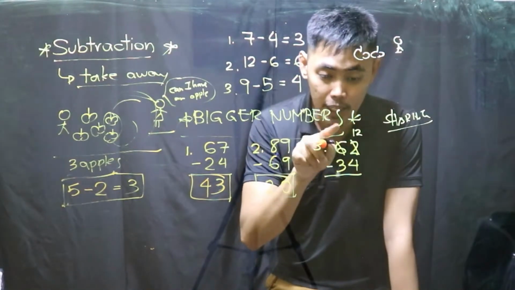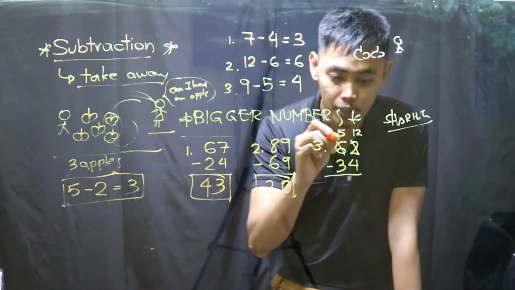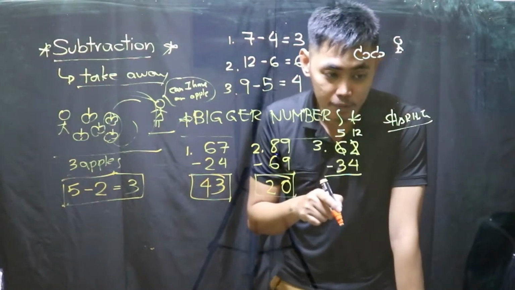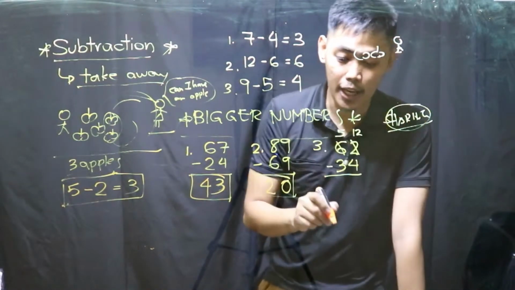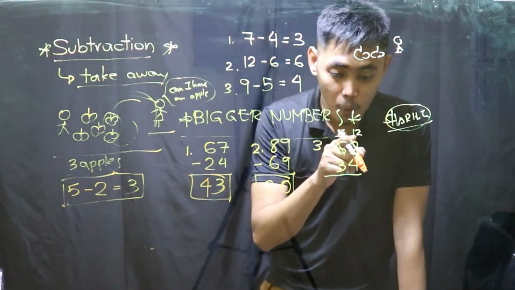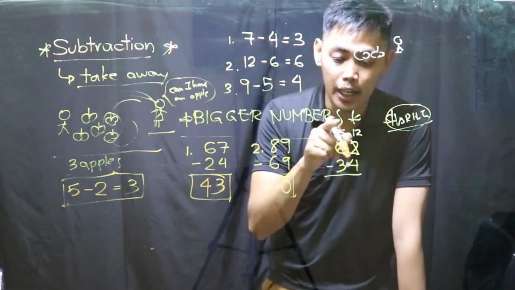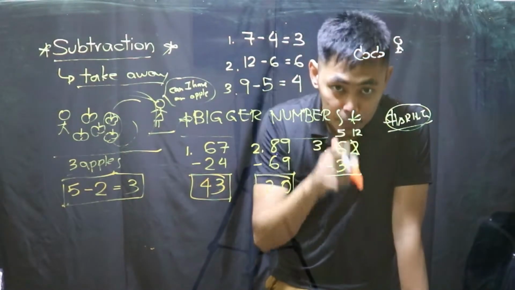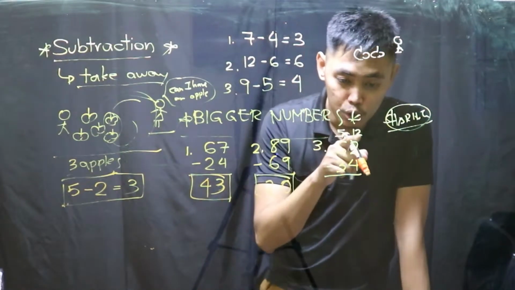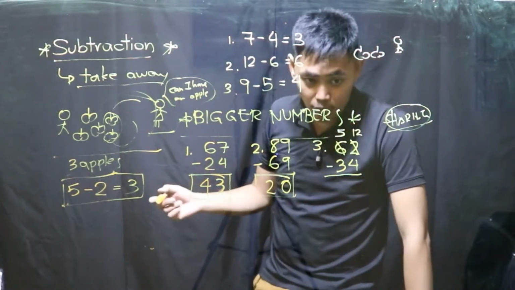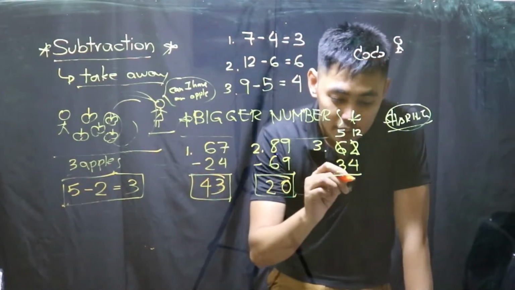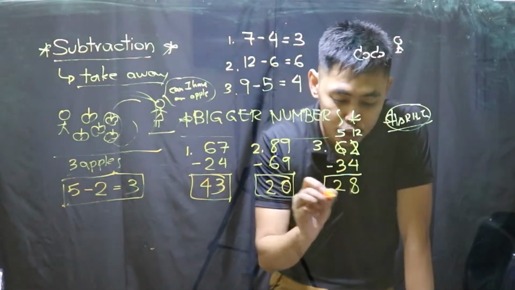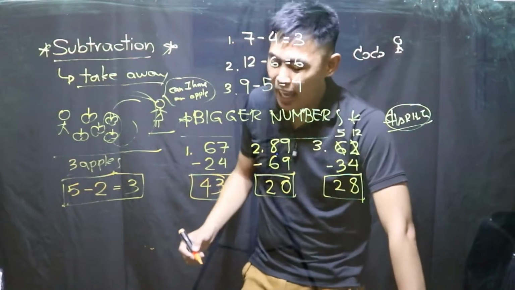And 6 will become 5. So sharing. Okay? So we will put 1 beside the number and then this one minus 1. So we have 5 and 12. And then we will proceed in subtracting now. So 12 minus 4, can we subtract 4 from 12? Yes! The answer is 8. And 5 minus 3 is 2. So the answer or the difference is 28.